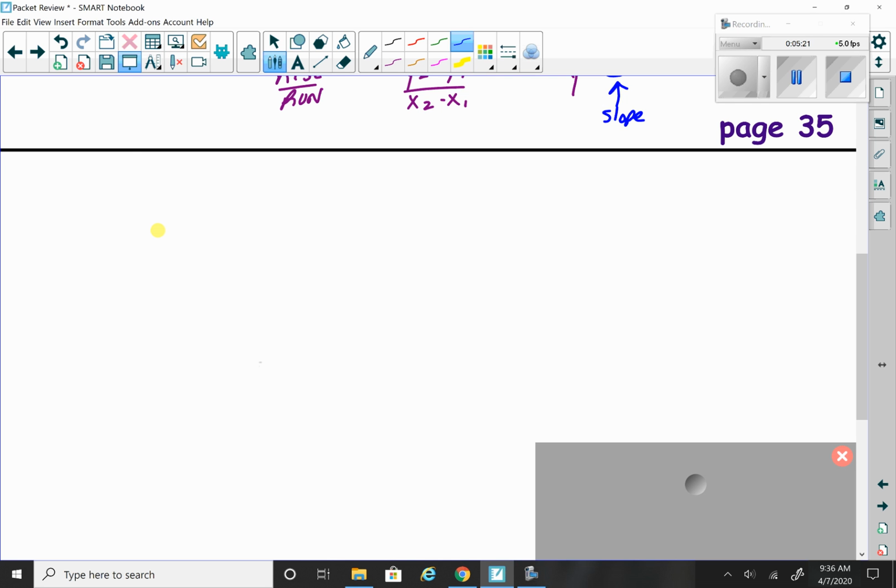Okay, so for lesson 3, again, taking a little bit of notes here on our review. For lesson 3, the topic here was telling whether a representation was linear versus nonlinear. Is what I'm looking at, the relationship, linear or nonlinear? And we looked at 3 different representations.